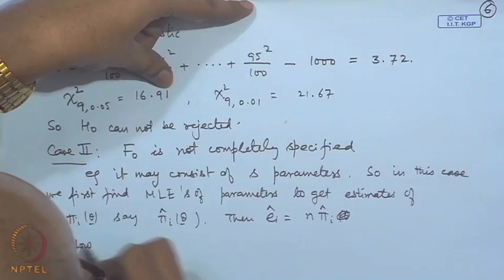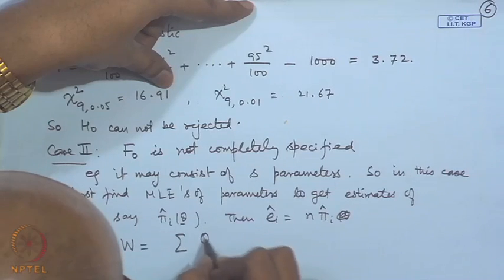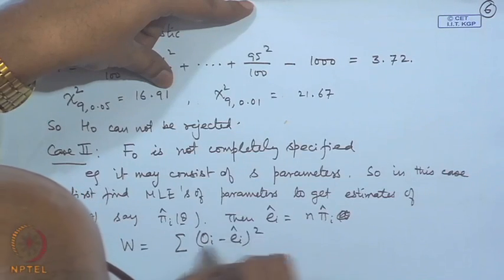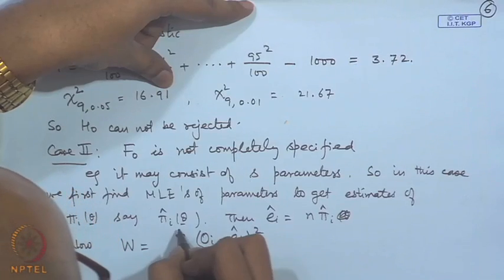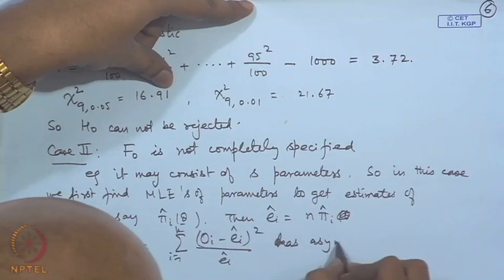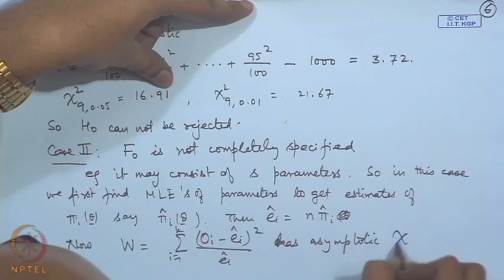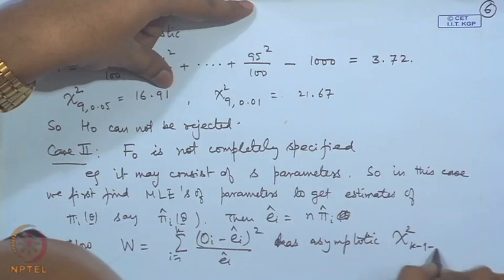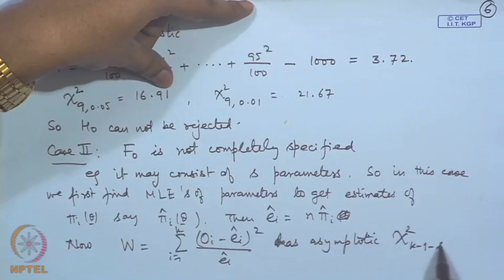Now, let me say W, that is equal to sigma O i minus E i hat square by E i hat, i is equal to 1 to k. This has asymptotic chi square distribution on k minus 1 minus s degrees of freedom. So, in place of k minus 1, now it is becoming k minus 1 minus s, because this is the number of the degrees of freedom which are now reduced because of allocation, or you can say estimation of the parameters which were unknown.